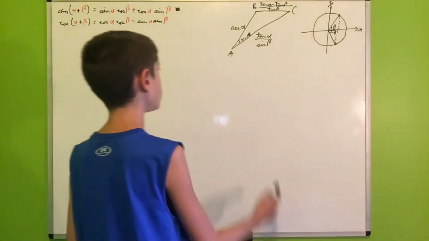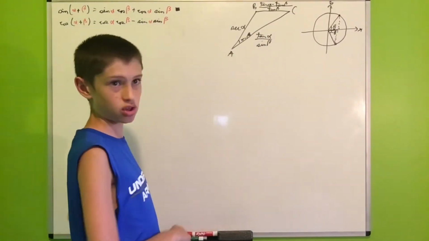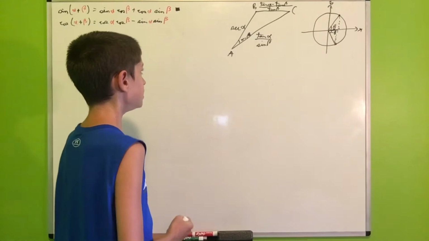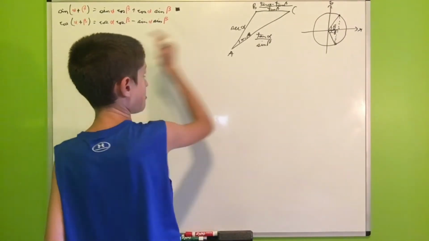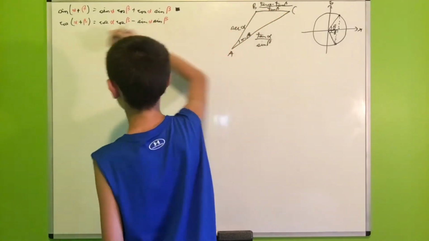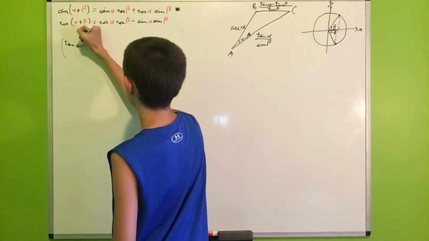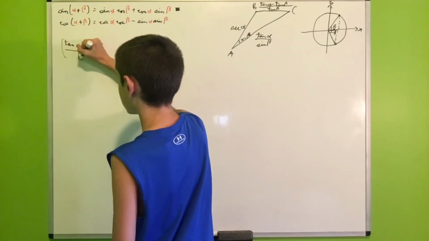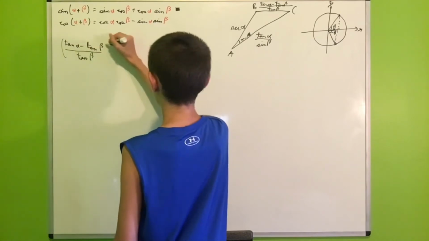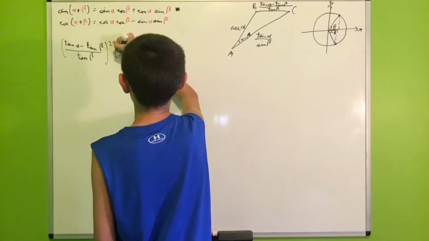And what better way to find out what the cosine of alpha minus beta is than by using the law of cosine on this triangle. So, as I said, we will use the law of cosines. So, we will get that BC squared, or the tangent of alpha minus the tangent of beta, all over the tangent of beta squared. Oh, that exponent was a bit low.